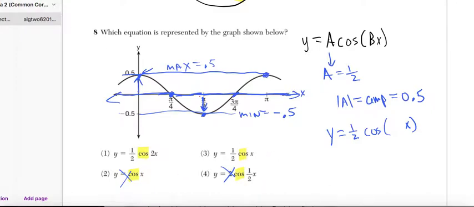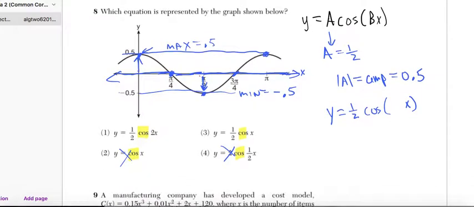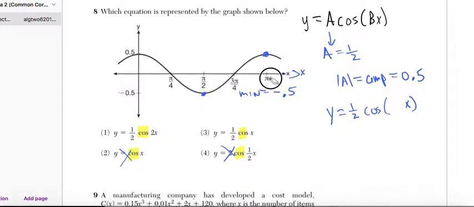Okay, so now what we want to look at is the period. That's one way to look at it. We know the amplitude now, so the a value has to be a half. That's why we're left with two choices, 3 and 1. The period is the distance on the x-axis it takes to complete one full cycle.